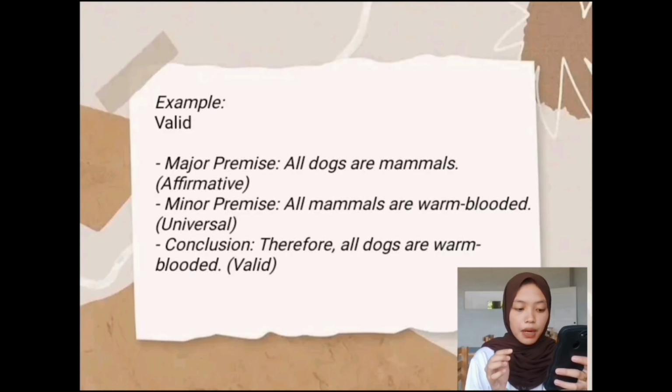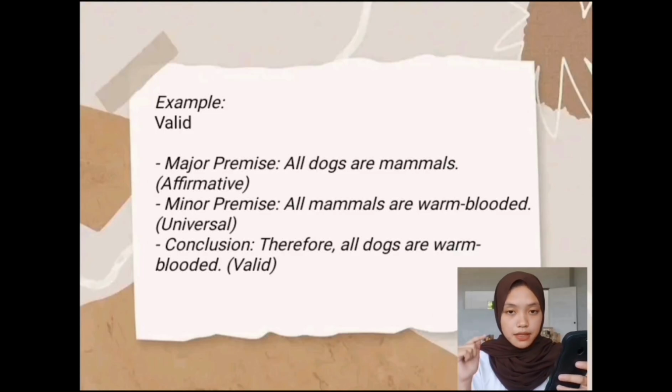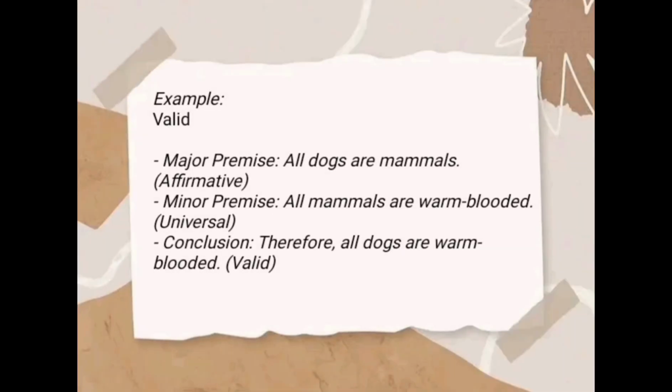All dogs are mammals. Affirmative. All mammals are warm-blooded, universal. Therefore, all dogs are warm-blooded. The middle term mammals is distributed in both premises. And at the same time, it is aligned with the rule that if the major premise is affirmative, the minor premise must be universal. So that's why this argument is valid.